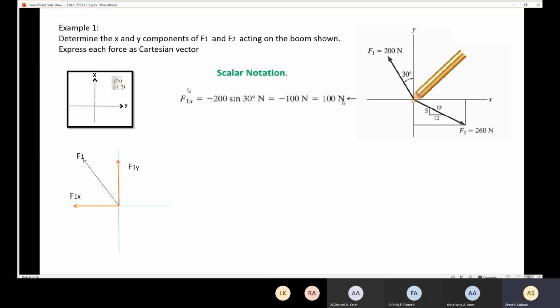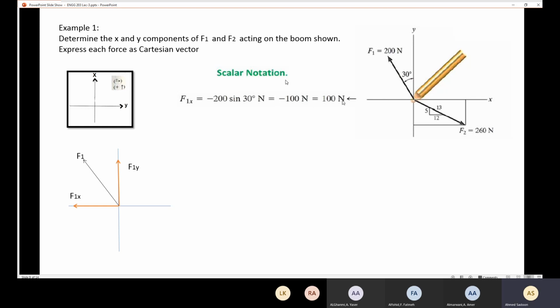And the value of F1x, this one, of course, is going to be negative because it's opposite to that direction. That direction is positive. This one is negative. And it's going to be multiplied by F1 here, which is 200, and then multiplied by sine 30. And it's going to be, of course, Newton. And if you multiply this one, the answer is going to be minus 100 Newton.